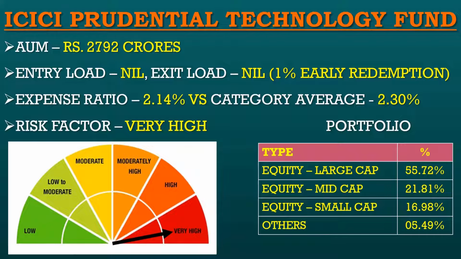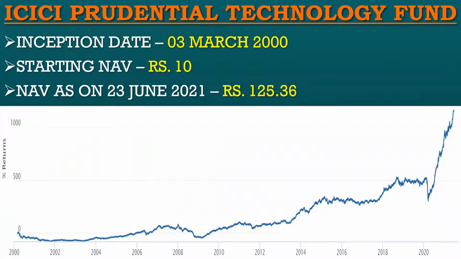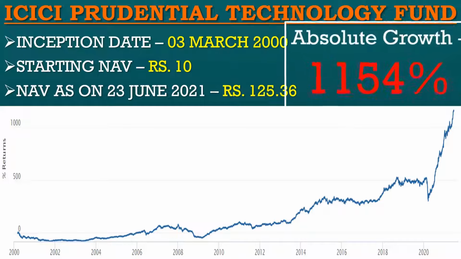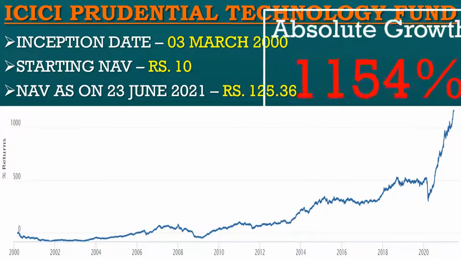Another positive of this fund is that the expense ratio is 2.14%, which is lesser than the category average of 2.31%. This fund also has a very high risk factor since 96.29% of the AUM is invested in equities. The inception date of this fund was 3rd March 2000 with a starting NAV of Rs 10. The current NAV as on 23rd June 2021 is 125.36. The absolute growth of this fund since inception has been 1154%.